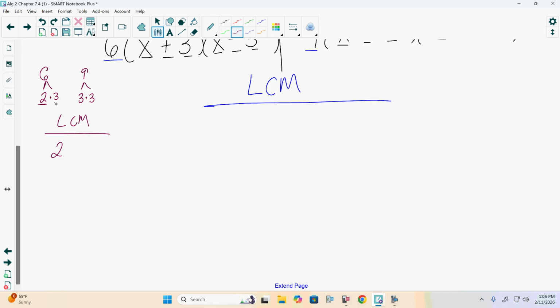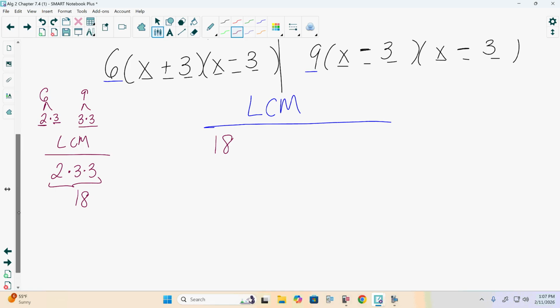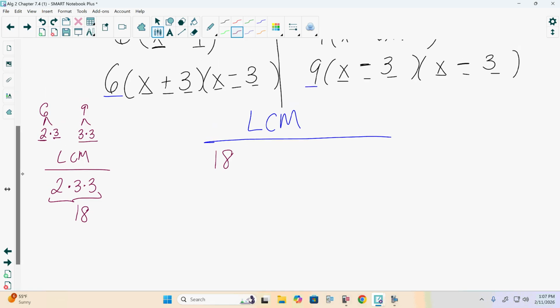Then we go to 3. 6 does indeed have 1 factor of 3, but 9 has 2. And since 9 has more factors of 3, we're going to need it twice. And at this point here, we multiply these three numbers together. 2 times 3 is 6. 6 times 3 is 18. So the least common multiple between 6 and 9 is 18. Questions on how we found 18?